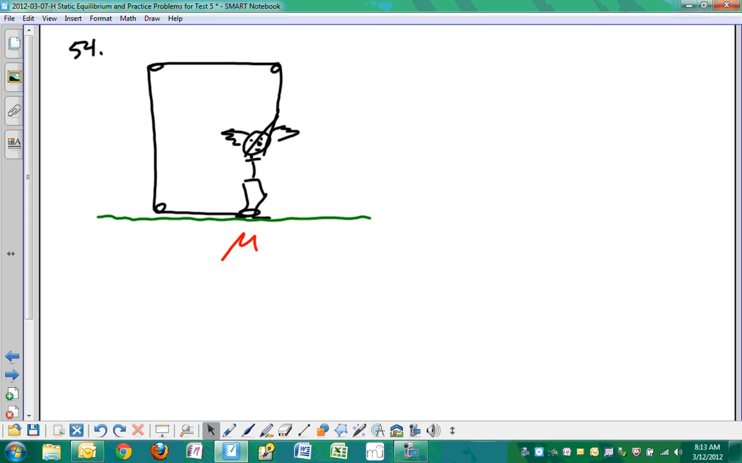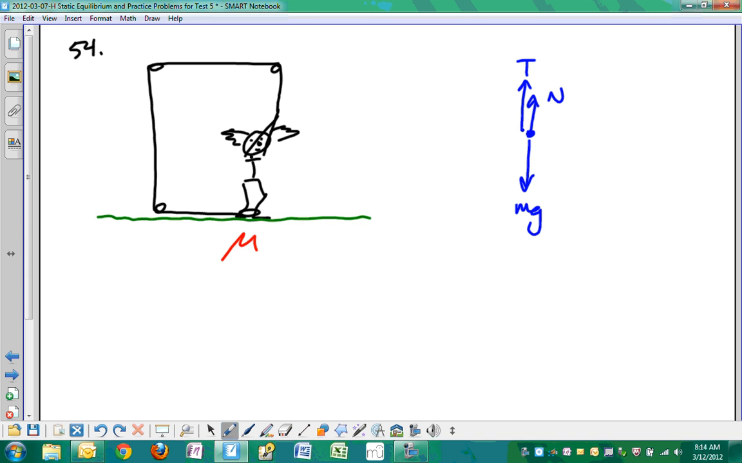So now, drawing a free body diagram for the clown. Here's what we got acting on the clown. Let's think about this. What's going on? Well, we got gravity. All right, we'll start with gravity. We got normal force, which is exerted by what? The ground. Or is it one or the other, or is it both? Yes, it's both. All right, we got normal force and we got tension.